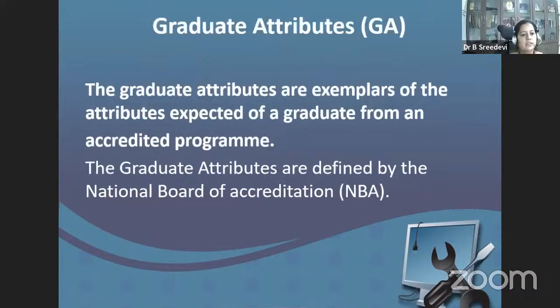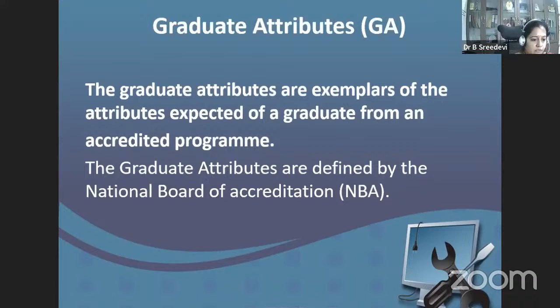So one by one we will see graduate attributes. What are graduate attributes? Graduate attributes are exemplars of the attributes expected of a graduate from an accredited program. So it's nothing but they are tools. Graduate attributes act as tools for assessing a graduate from a program. It may be BE computer science. So from BE computer science, whether the student has learned computer science thoroughly. These are tools. So graduate attributes are tools.